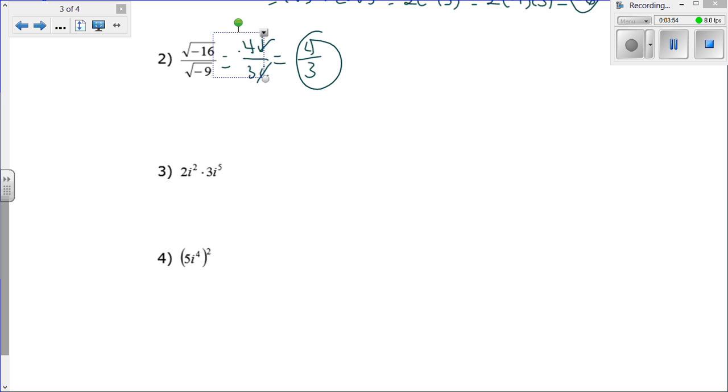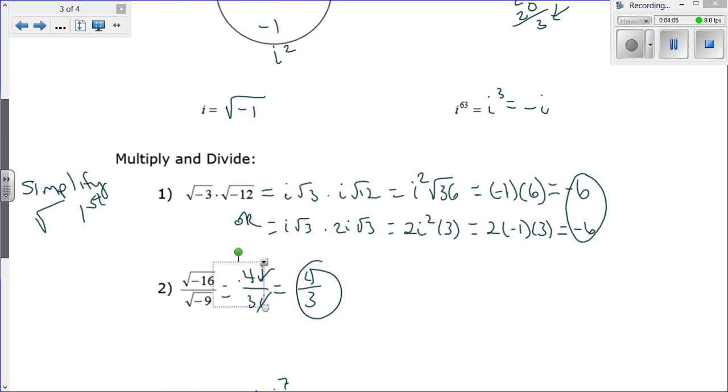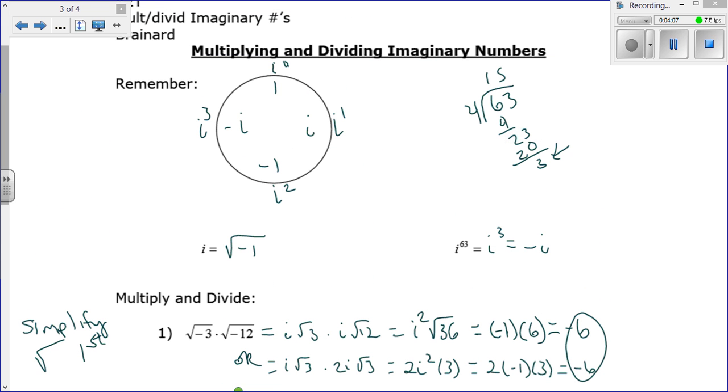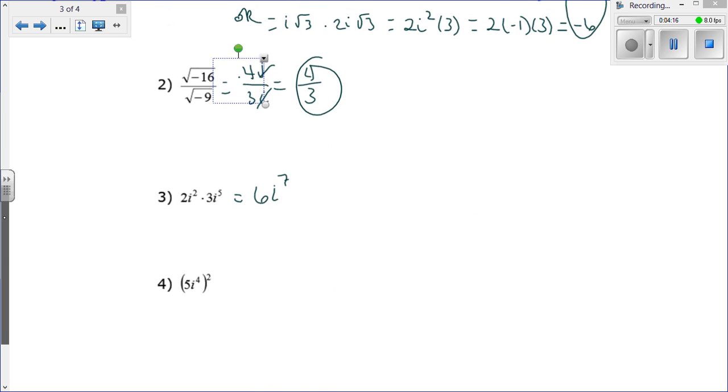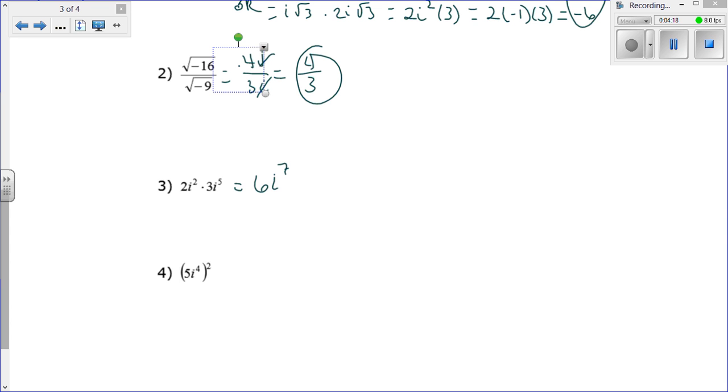For number 3, we can multiply. So 2 times 3 is 6. i to the second times i to the fifth is i to the seventh. And if we go back and use our clock, we start with 0 and go 1, 2, 3, 4, 5, 6, 7. 7 is equivalent to i to the third, which is -i. So it's 6 times -i. So -6i is my final answer.